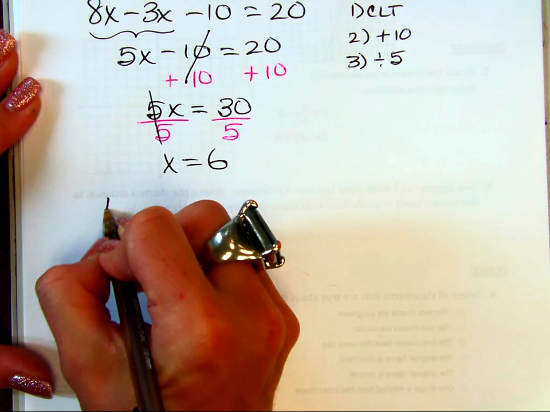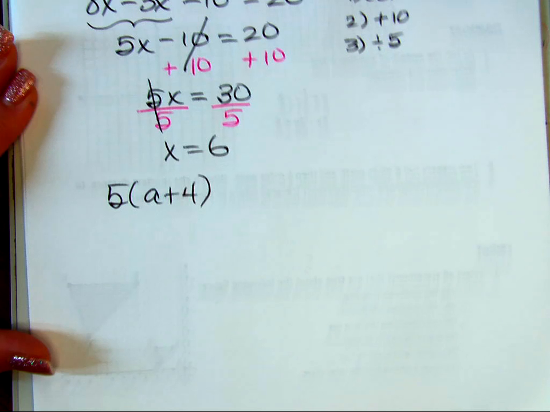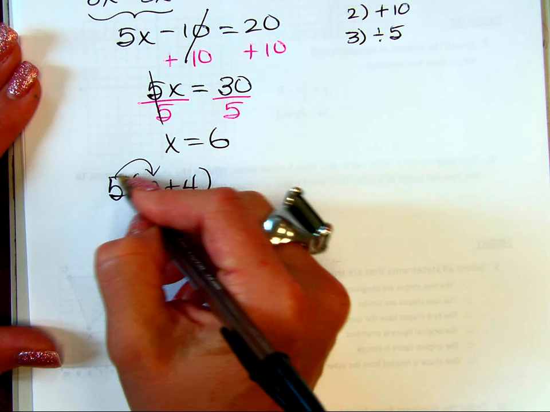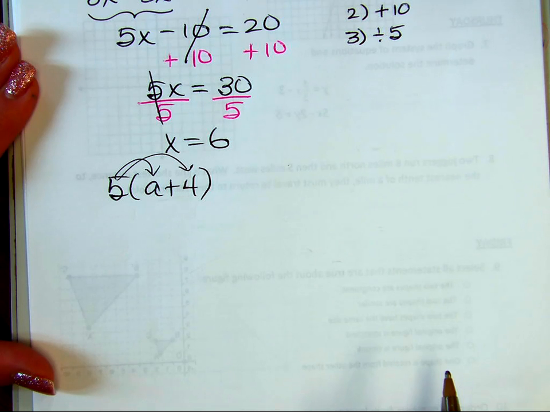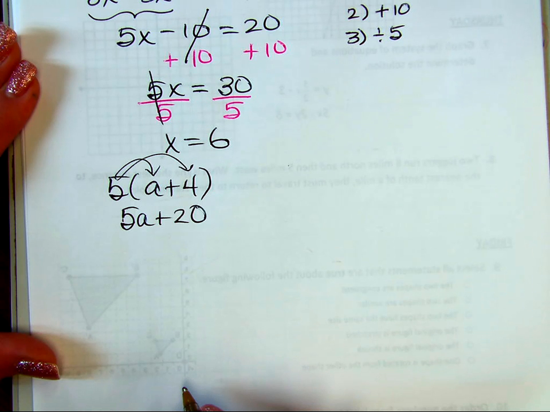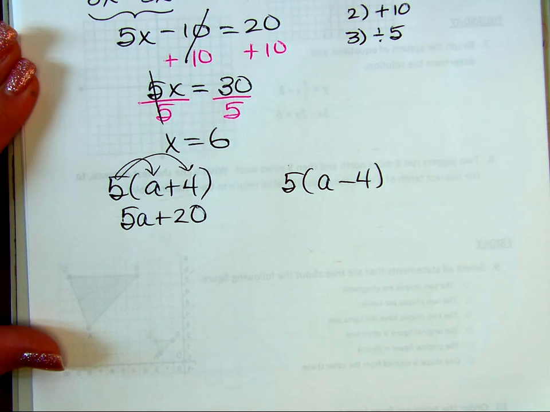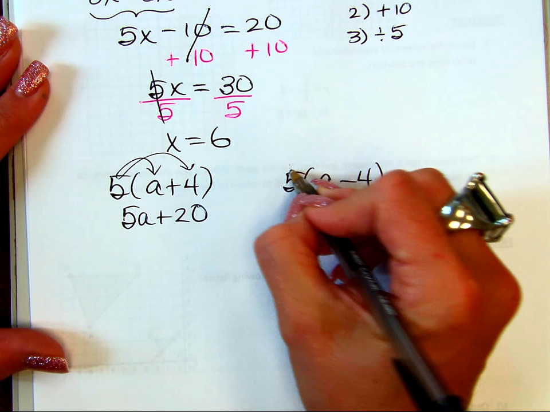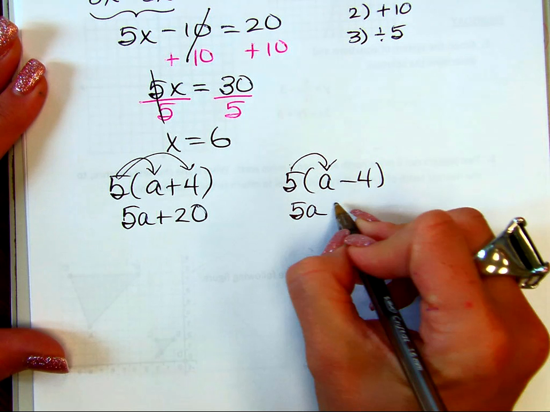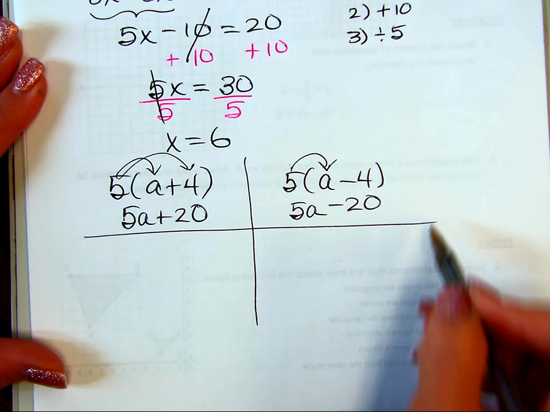Okay, let's talk about the distributive property. If I have 5 times a plus 4, you know parentheses are to be done first, but when these are not like terms, your only option is to multiply everything in the parentheses by the term on the outside, and that's called distributing. 5a plus 20, right? What if I took that and instead of making it 5 times a plus 4, 5 times a minus 4? What would that change? Yeah, we'll just make it a negative 20, right? Good. Because that is a positive 5, that's a negative 4.